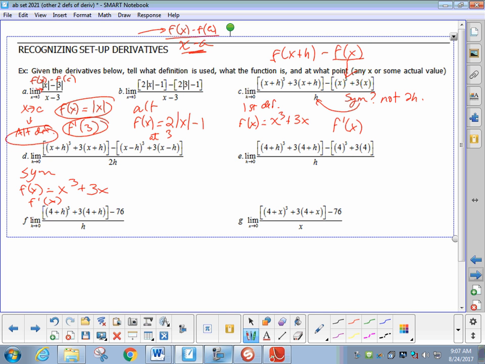Gosh, you got an h there, so that's something. It's not 2h in the bottom, so probably first definition. Okay. What's the function? X cubed plus 3x, and f prime at 4. They're throwing 4's in here because they're looking at 4. Okay.